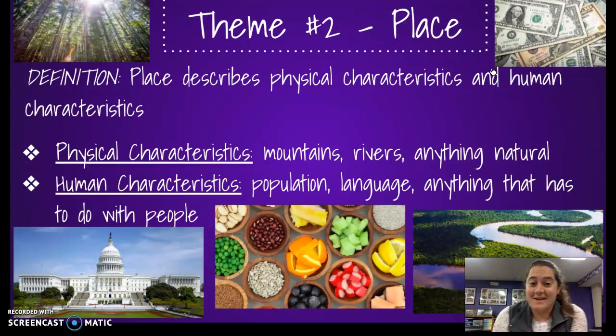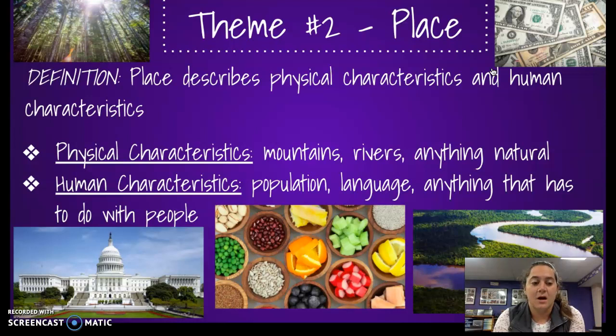The second theme of the 5 themes of geography is place. Honestly, this theme is my favorite because it gives you the best, in my opinion, picture of what their culture looks like. So the definition for place is that place describes physical characteristics and human characteristics for the country that you're researching.